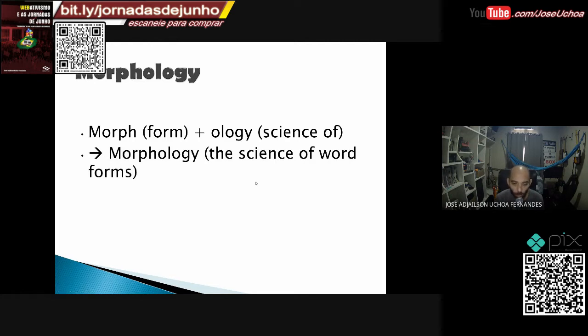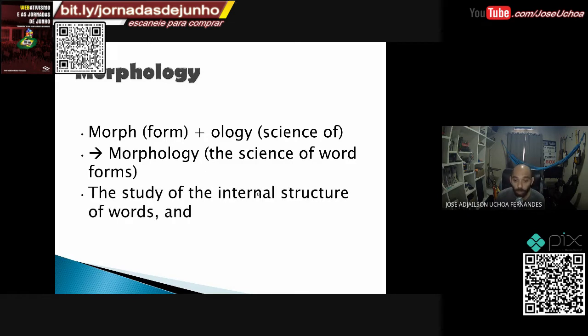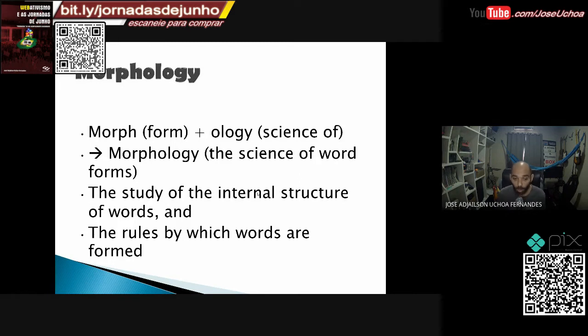So what kind of form? Of course, in linguistics, so the science of word forms. It's the study of the internal structure of words. So the most basic unit of morphology is not the word. It's something even more basic. It's the morpheme. Okay. And it will also study how these morphemes get together to form words. So it has to study the rules that govern the process of word formation.